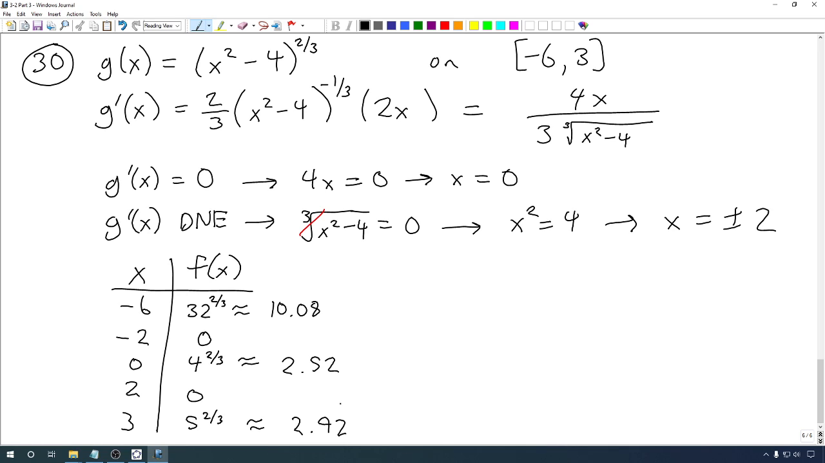And so now we're going to identify between these 5 numbers, what is the biggest, what is the smallest? Well, the biggest one is definitely the 10.08. So we definitely have an absolute maximum here. The smallest, well, these three here are all positive. We're left with 0 and 0 as the smallest numbers. And it's okay that we have two different points where we have that same minimum value. These are both going to be absolute minimums.